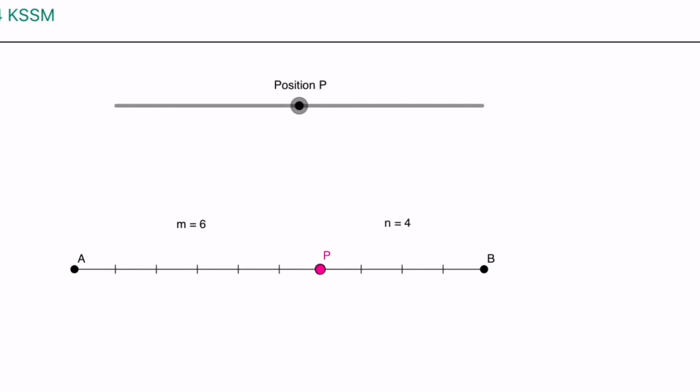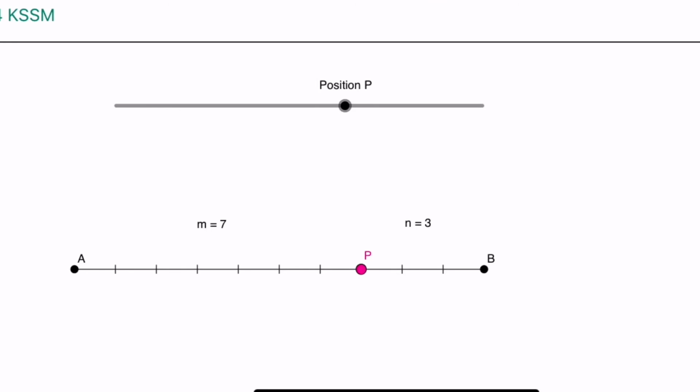So you can have a clearer picture of what the division formula is. So m is 5, n is 5. The P is at the middle of point A and point B. So this is the midpoint of line AB. Now we change to m is 7, n is 3 because P is moving closer to point B. And then we will observe the changes in the position of point P.